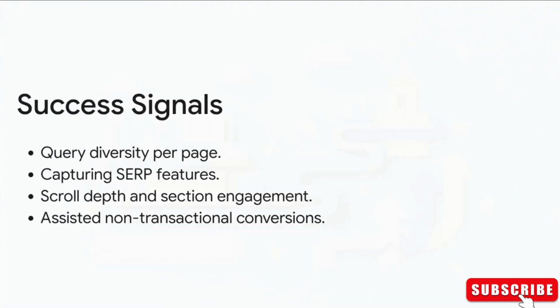So how do you know if it's working? When you check Google Search Console, a successfully stacked page won't just rank for one isolated term. You'll see real query diversity, meaning steady impression growth across a whole cluster of informational, comparison, and transactional variants. You'll start capturing more SERP features like featured snippets and AI overviews. Over in your analytics, you'll see deeper scroll depth as readers actually move through those layers. And most importantly, you're going to see assisted conversions from people who initially arrived through a purely informational query, but they stayed, learned, and decided to convert.